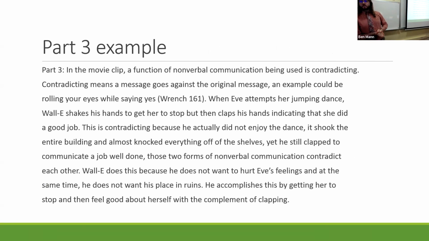So I think that identifying the use of contradicting, going against the original message, is being used well here. Shaking his hands to indicate that he wants to stop, but then clapping to indicate that you did a good job. It goes against what that message is trying to convey. So that's a good example here of using contradicting.